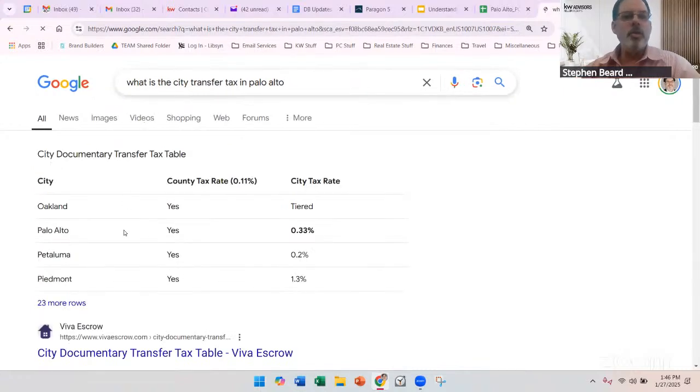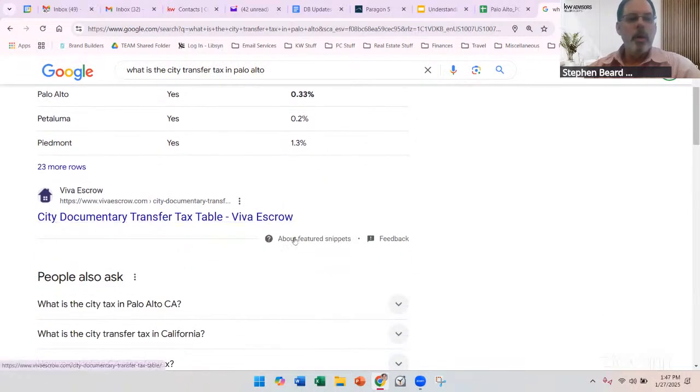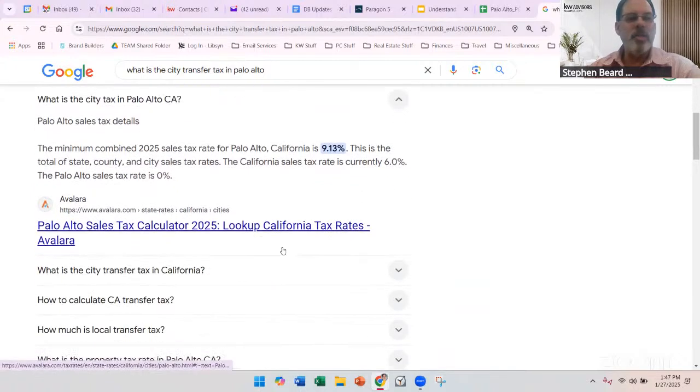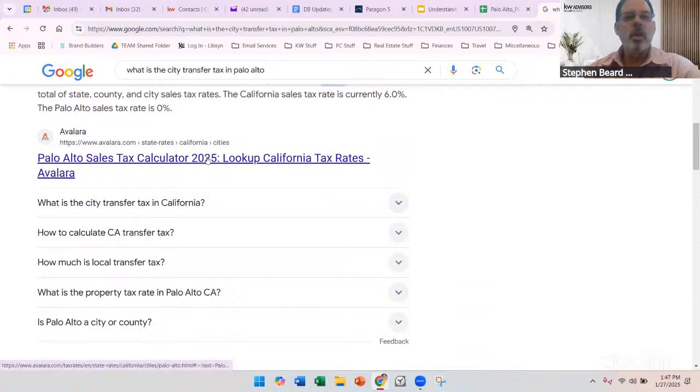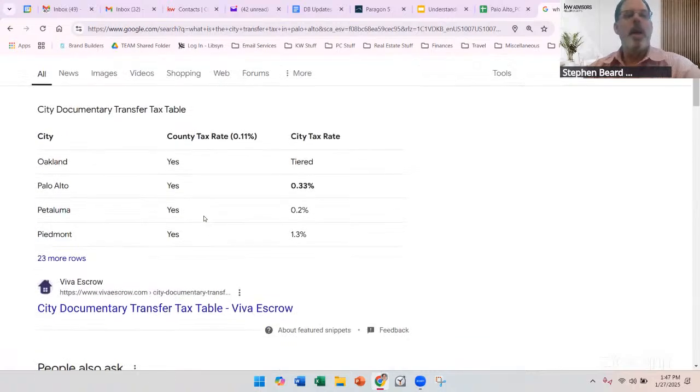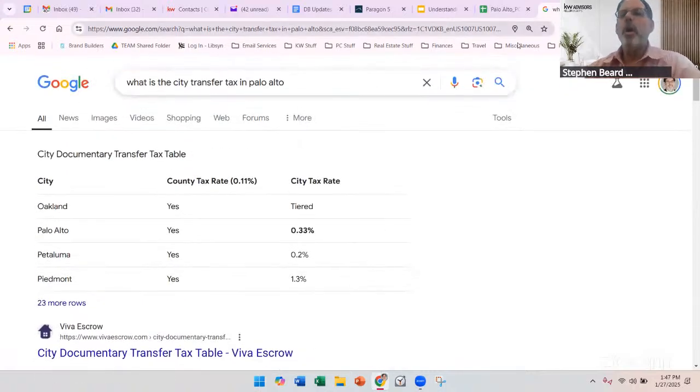So what is city transfer tax, Palo Alto? It takes you to something. 9.13%. No, that's sales tax. Sorry. City transfer tax. Yeah, you're right, 1.2. No, that's not what we want. But the title company will help, and it may be on the Natural Hazard Disclosure Report too. But anyway, whatever it is, the title company can do it.